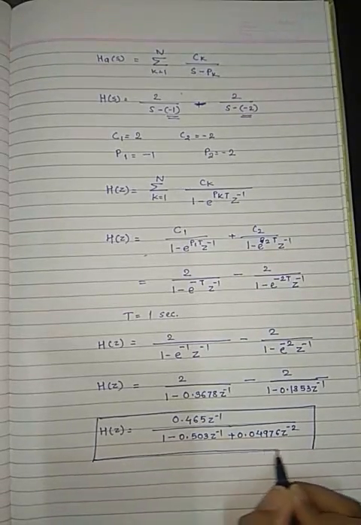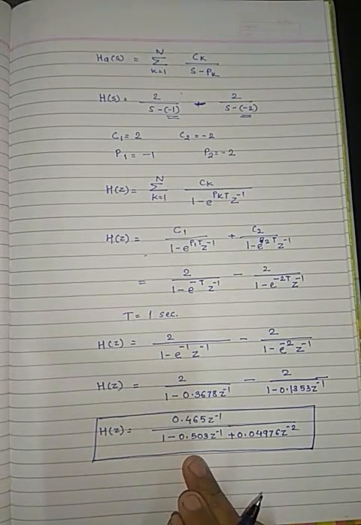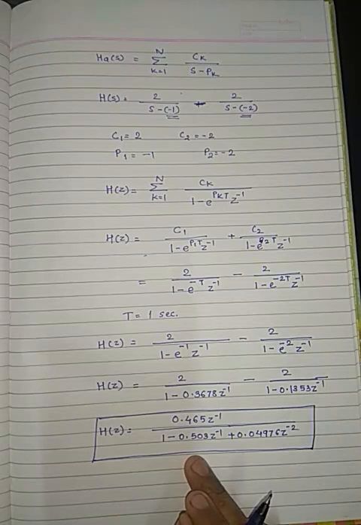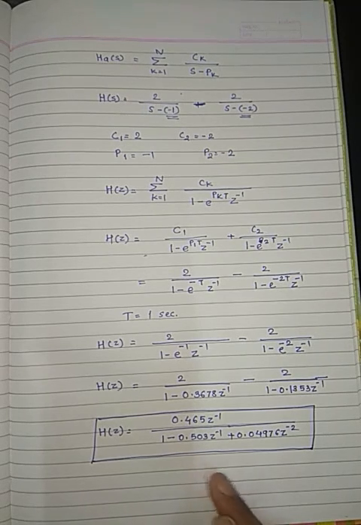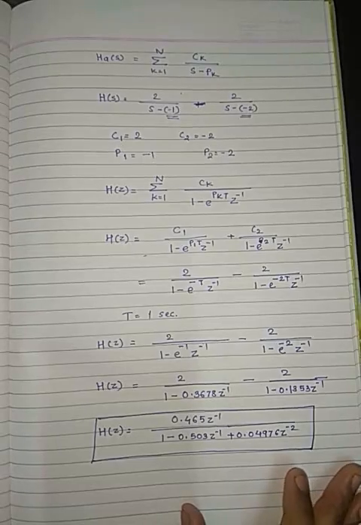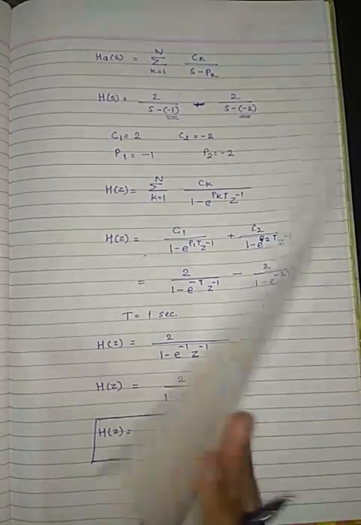Thus from the analog filter we have derived the equation for the digital filter using the impulse invariance method. We will see one more example so that we get a clear idea of the impulse invariant method.